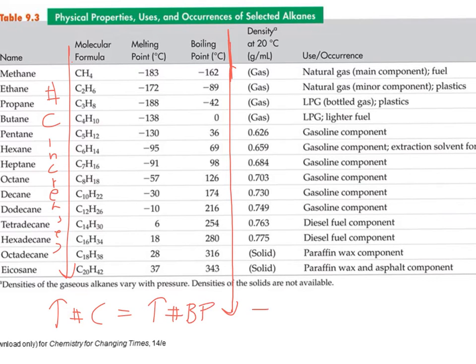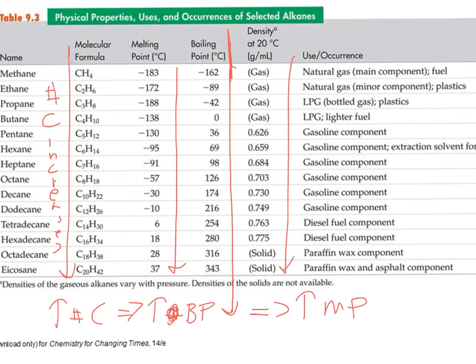We can also see the same is true for the melting point. As the number of carbons increases, so does the melting point. We can also see that as the number of carbons increases, the density increases. So boiling point, melting point, and density all increase with an increasing number of carbons.